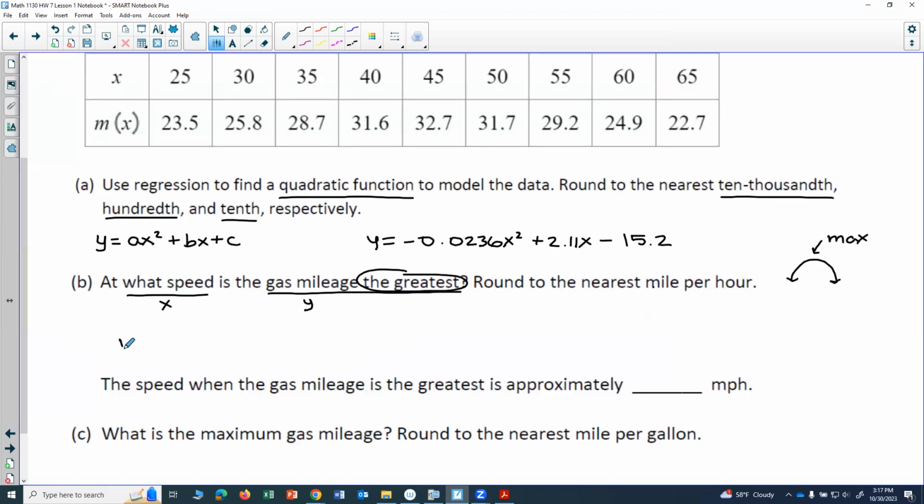So we know that for the vertex, x equals negative b over 2a. So this is how I would show my work for this part of the problem. So b is 2.11, so I'll have negative 2.11 divided by 2 times a, where a is negative 0.0236.